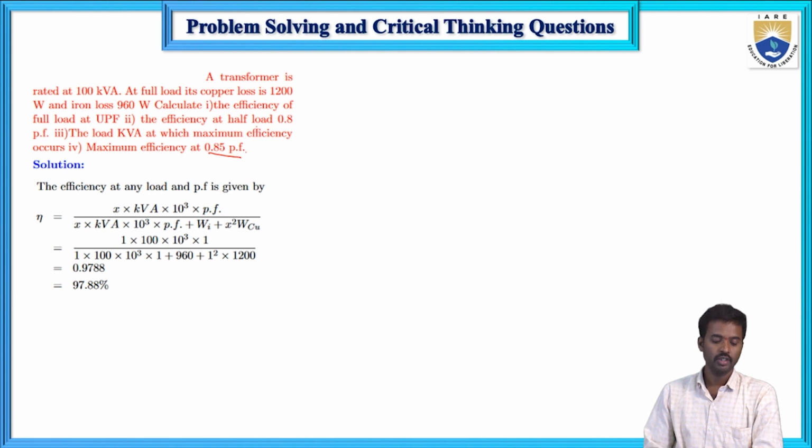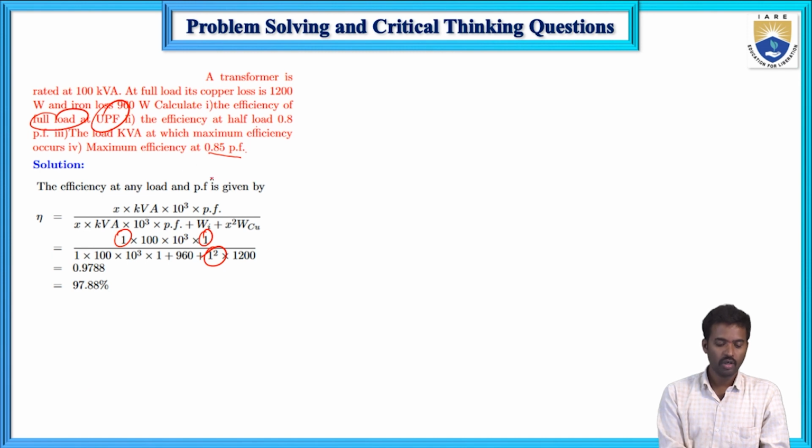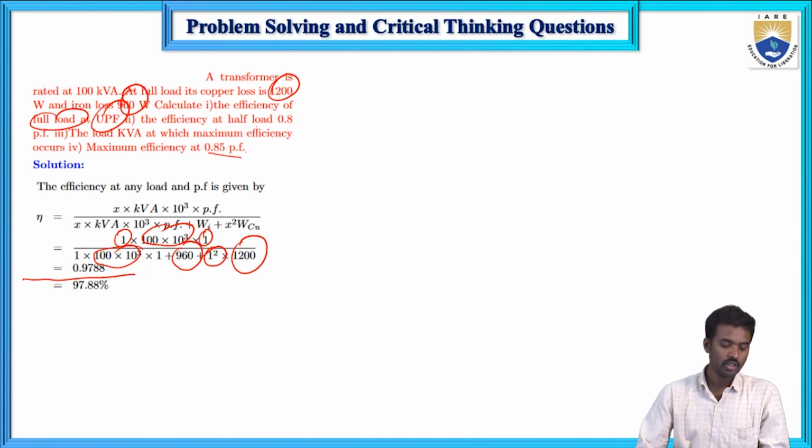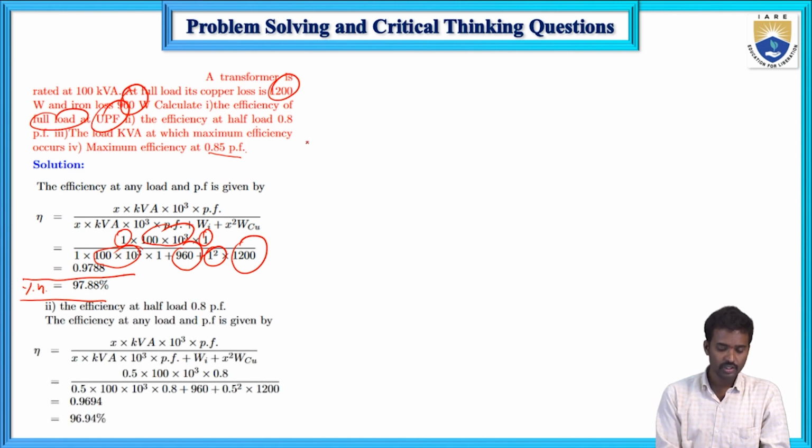So the first one here: x equals 1 for full load. So for full load, x equals 1 and at unity power factor, this value is 1. So what about the losses here? 960 are the iron losses and 1200 are the copper losses, and this is a 100 kVA transformer. Now if you simplify this, efficiency equals 0.9788, so the percentage efficiency equals 97.88.